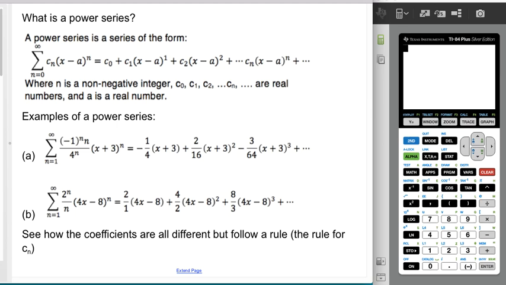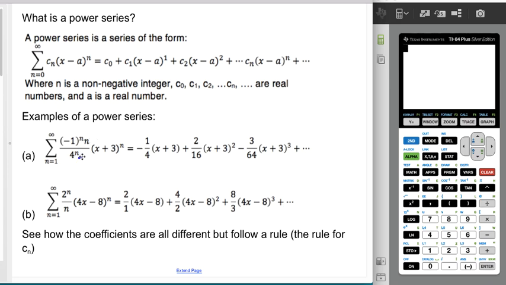A power series is any series of the form, the sum from n is 0 to infinity of c sub n, where c sub n is some constant, times x minus a raised to the n, where n is a non-negative integer, and c sub 0, c sub 1, c sub 2, c sub n are all real numbers, and a is also a real number. So here are some examples of power series.